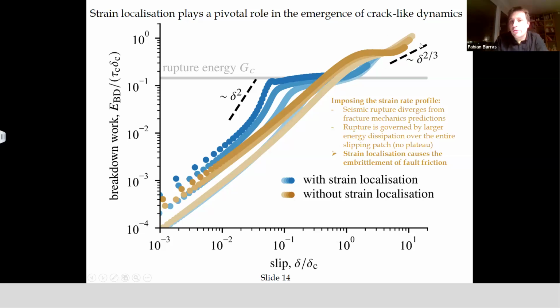And this is because now not only the near-tip dissipation is accounted for, but all the frictional dissipation along the entire slipping patch plays into resisting the propagation of the rupture. So that's an interesting case also to highlight when dynamic fracture is not working. But what is interesting is that strain localization is a mechanism that causes the embrittlement of fault friction because of these features. In the blue case, there could also have been the possibility not to localize. So it's interesting that when we have the possibility to localize, that's the mechanism that is self-selected by the coupling between the fault friction and the elastodynamics.